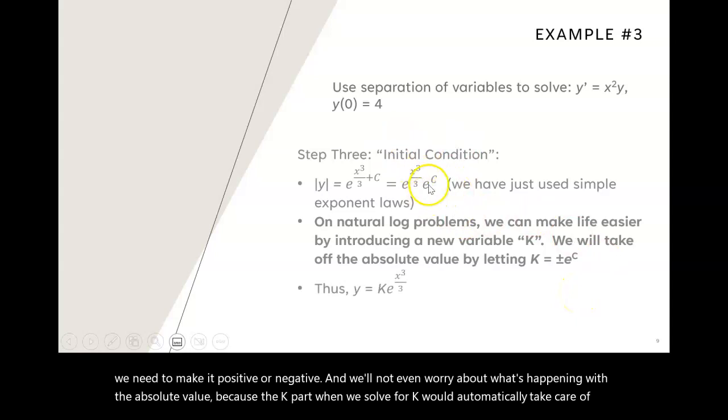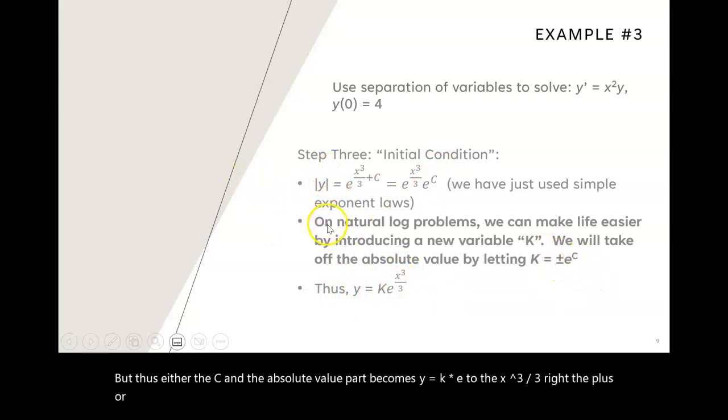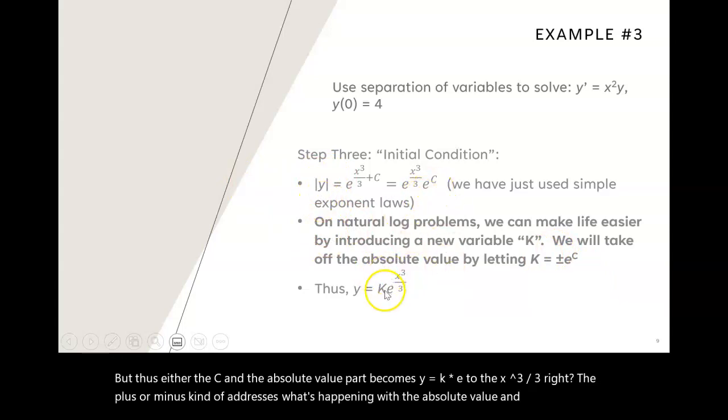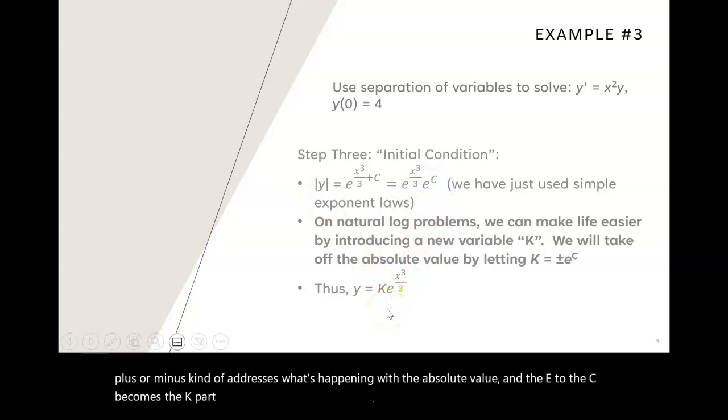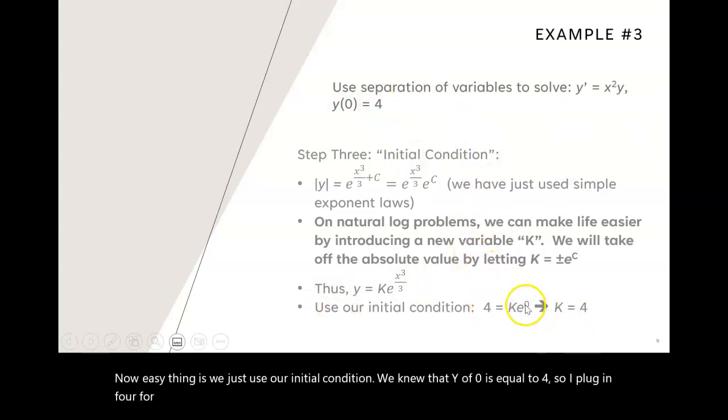So thus, e to the c and the absolute value part just becomes y equals k times e to the x cubed over 3. The plus or minus addresses what's happening with the absolute value, and the e to the c becomes the k part itself. So now, the easy thing is we just use our initial condition. We knew that y of 0 is equal to 4, so I plug in 4 for y, and 0 for x, and I get k is equal to 4.